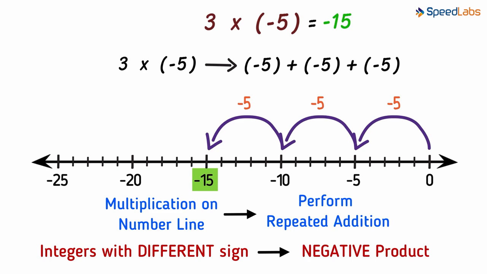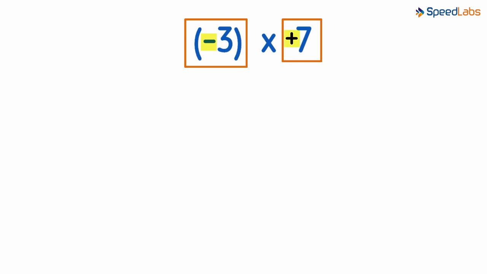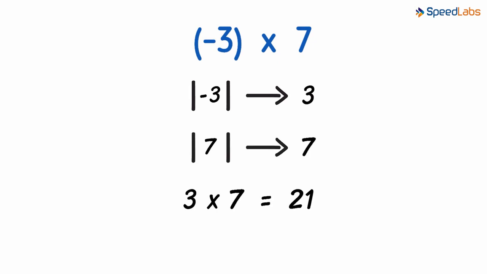Let me give you another question to try. Here, we have to multiply a negative integer with a positive integer. We know that the signs of the two integers are different. So first, we will find the product of their absolute values. The product of their absolute values gives us 21. As the integers have different signs, we will give the negative sign to their product. Yes, the final answer is negative 21.